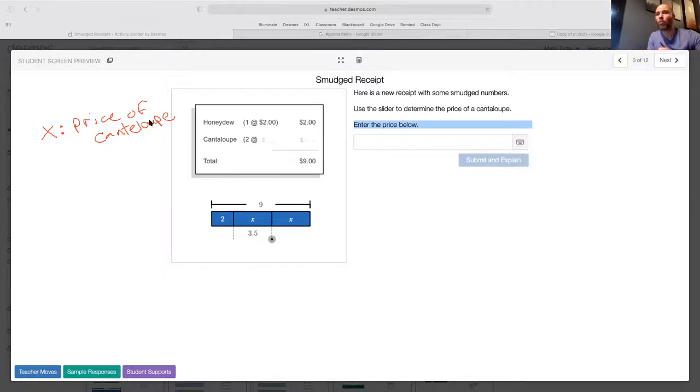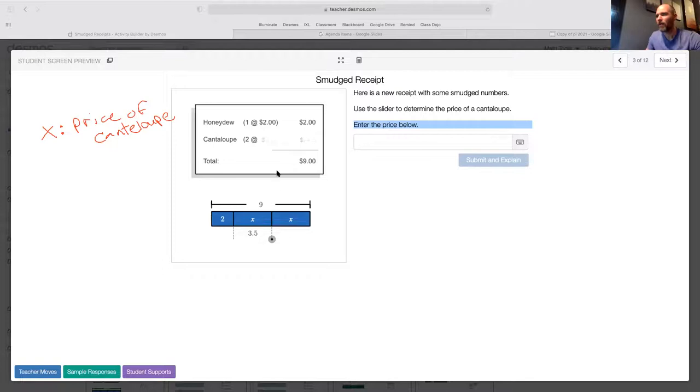Also notice I wrote that X is the price of the cantaloupe. I was not lazy and wrote just X is cantaloupe. Because if you just write X is cantaloupe, well, what do you mean? The number of cantaloupes, like one cantaloupe, two cantaloupe? No, we're not talking about numbers of cantaloupe. We're talking about the price of the cantaloupe. So we gotta be specific.